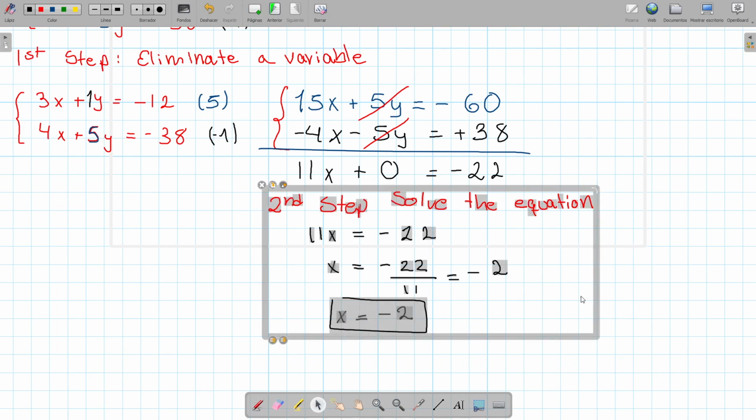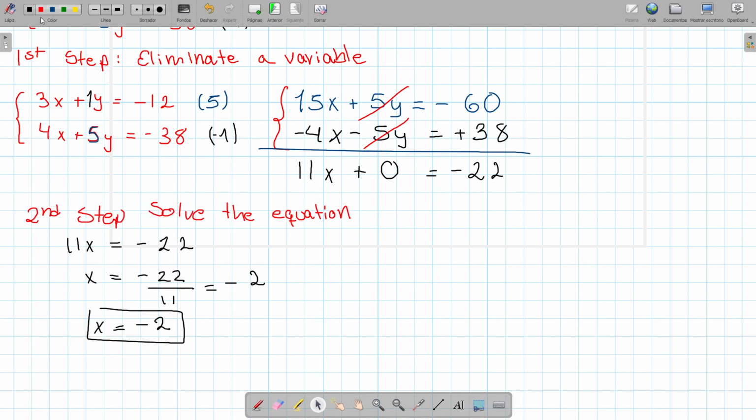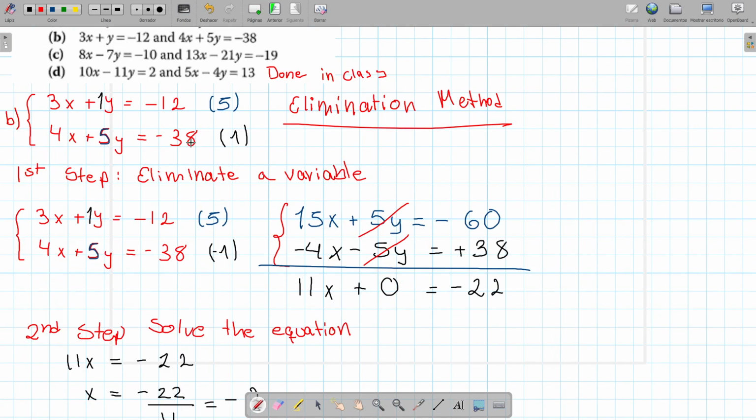Now that we have the value of x, the third step is to replace the value, in this case of x, in an equation. So I have to decide which equation. I will put it in the first one.